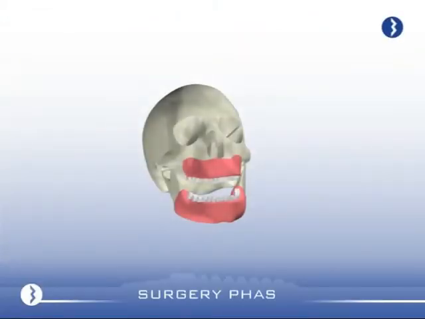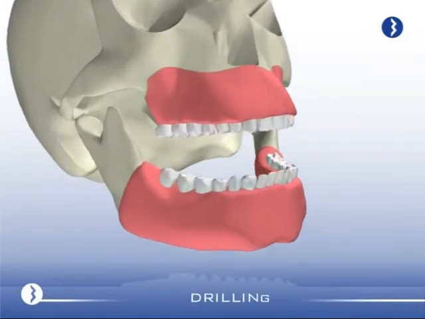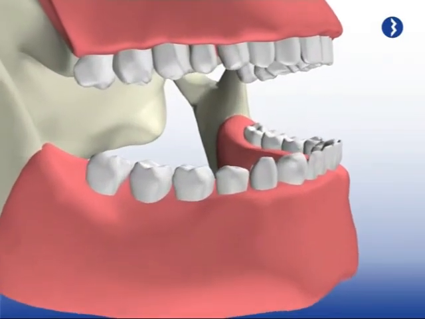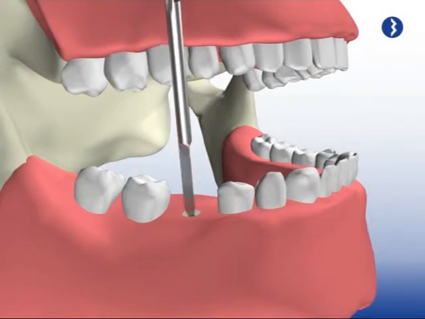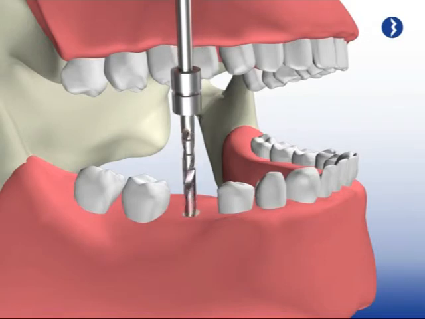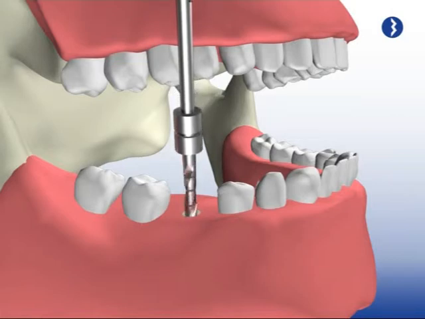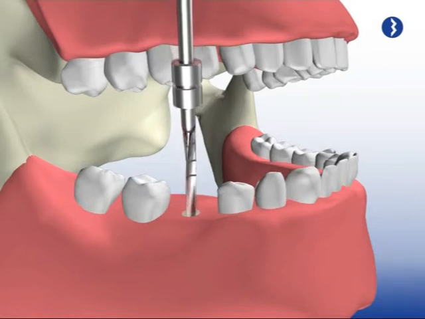Drilling surgery phase. The drilling process is a fundamental phase in implant implementation. There are many important factors to be considered when drilling properly, such as drilling speed, drill type, torque, refrigeration, intermittence, etc. These will help us obtain a successful implant.